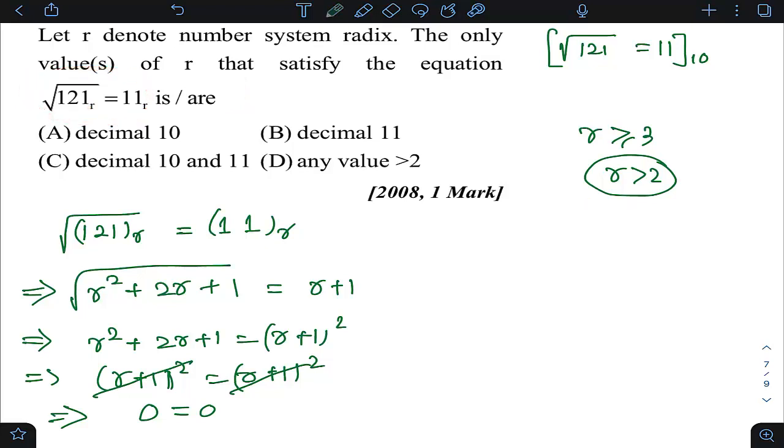So what is the answer here? The answer is definitely option D: any value greater than 2. You may say the answer is base 10. Yes, base 10 is one of the answers, but that's not the unique answer. 10 will satisfy, 9 will satisfy. Any value greater than 2 is the right answer. So this is a tricky problem, students. Many of you will say the answer is option A, that's why it is given as option A, but the most correct answer in this case is option D.